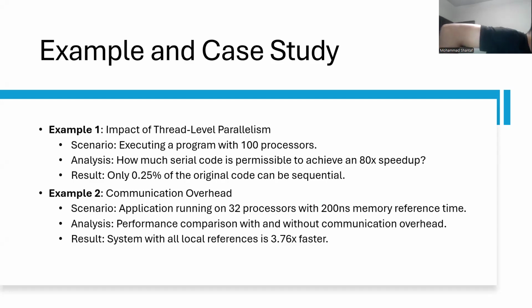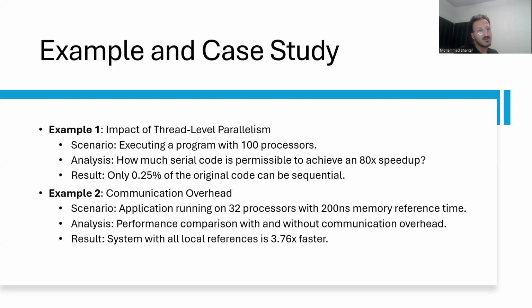Let's talk about an example. The impact of thread-level parallelism: a scenario would be executing a program with 100 processors. If we have serial code and we want to see if it can achieve a speedup of up to 80 times, then in order to calculate that, after certain calculations, only 0.25% of the original code can be sequential to be permissible in this analysis.